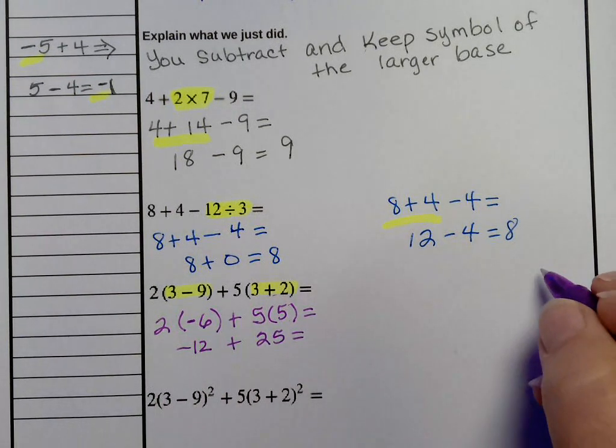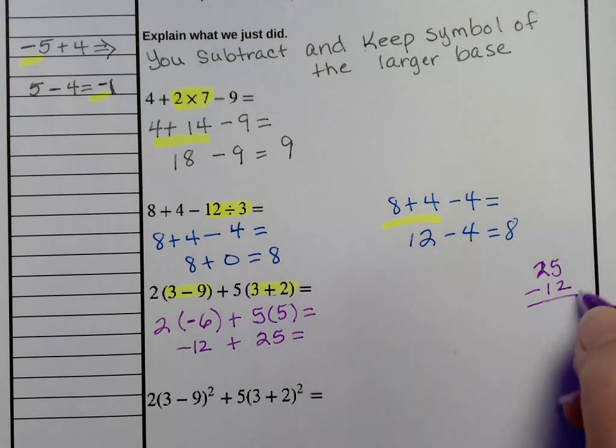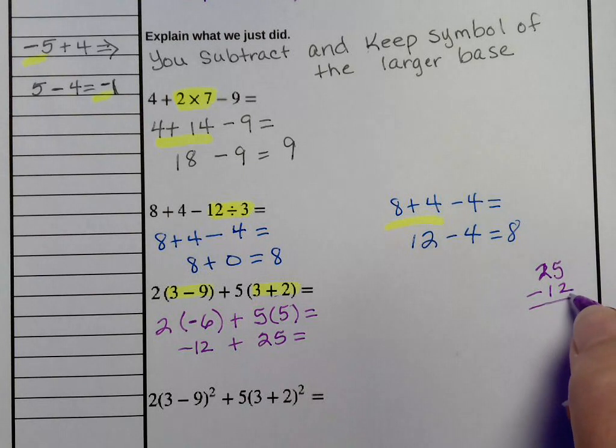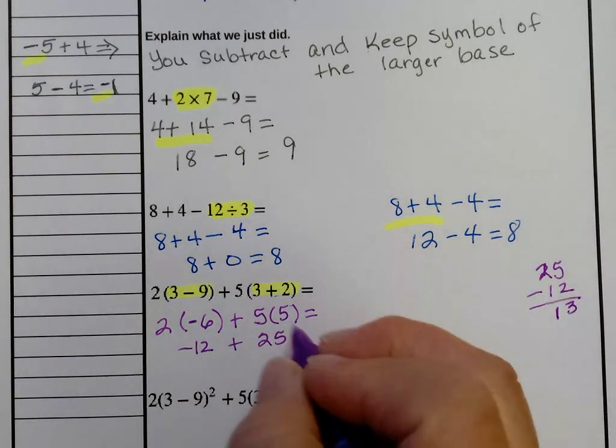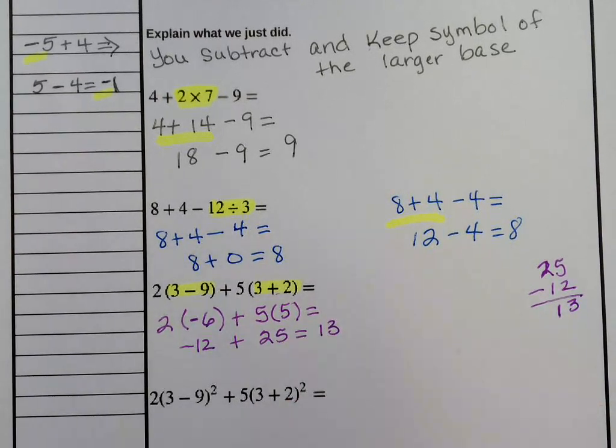When I was in grade school, way back when, I would have 25 minus 12. I'd write it one over the other. 5 minus 2 is 3. 2 minus 1 is 1. So the answer is 13. Is that the only way to do it? No, there's a lot of different ways we could do it.